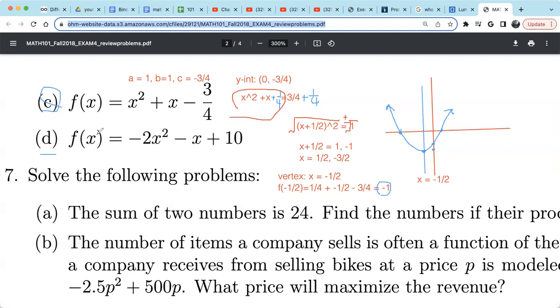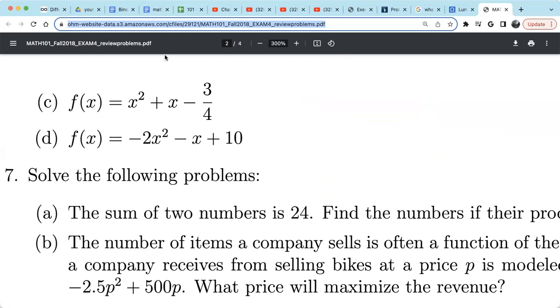Now let's see D. For D, we identify a, b, c. Let me erase this, I need space. a equals -2, b equals -1, and c equals 10. Is this factorable? 2 times 2 is 4, 5. Yes, so this can be factored. So let's factor this. Because I need to draw my graph on the side, I'm going to write on the top of this.